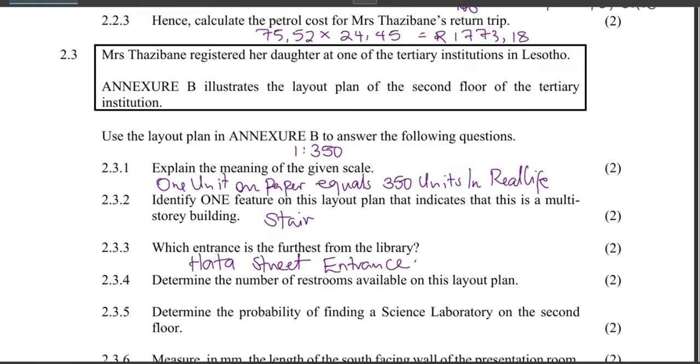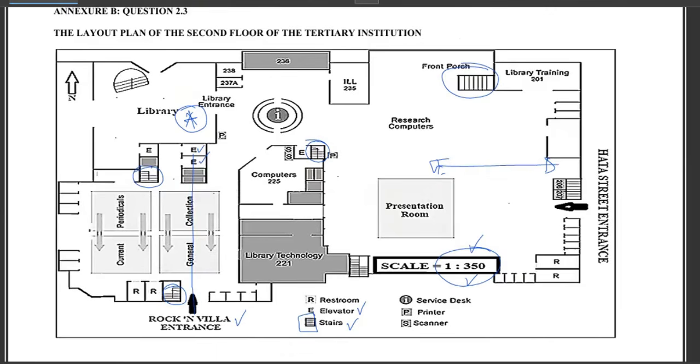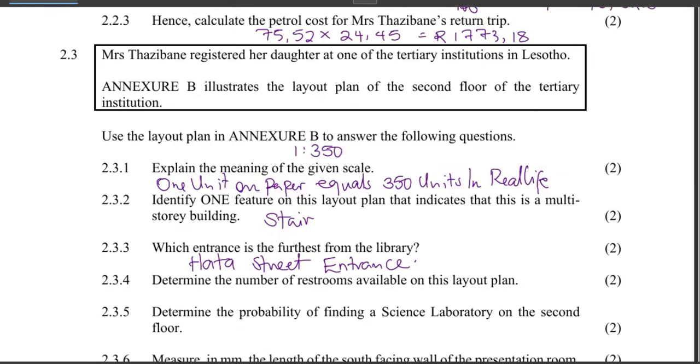Determine the number of restrooms available on the layout plan. Number of restrooms. We have R, restrooms. So we have 1, 2. Any other R? 3, 4. Any other R? Do we have any R anywhere else? So we can conclude and we say there are 4 restrooms.